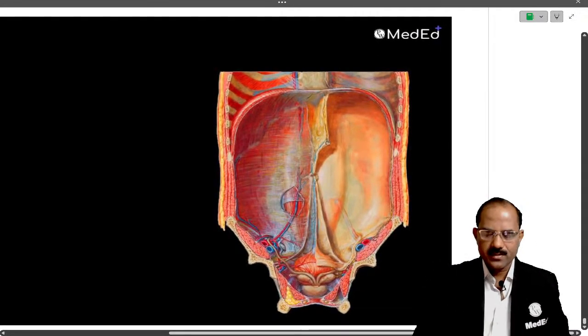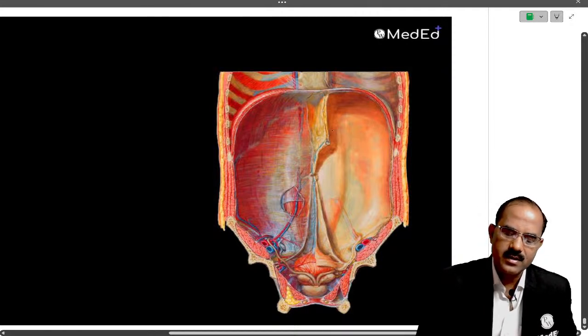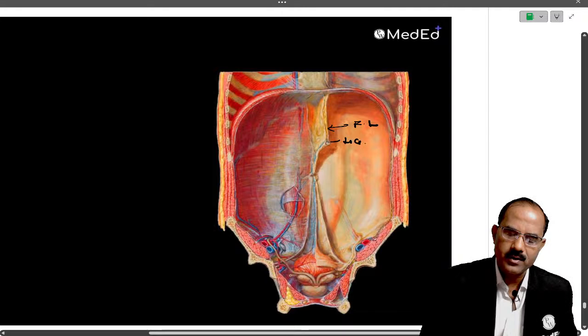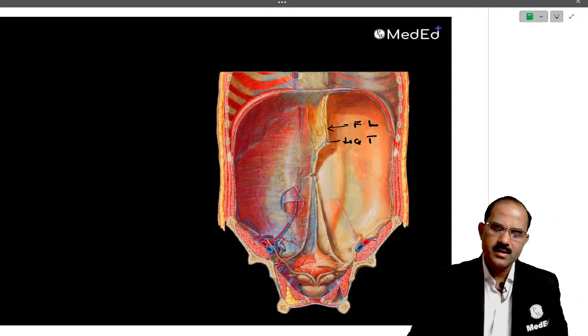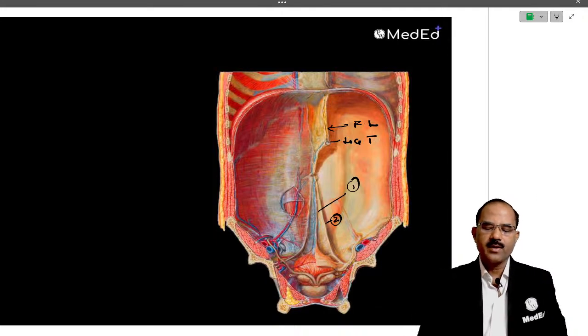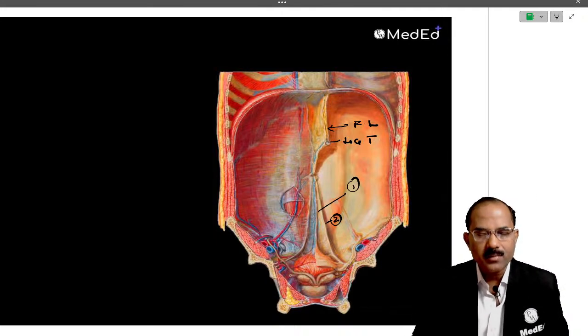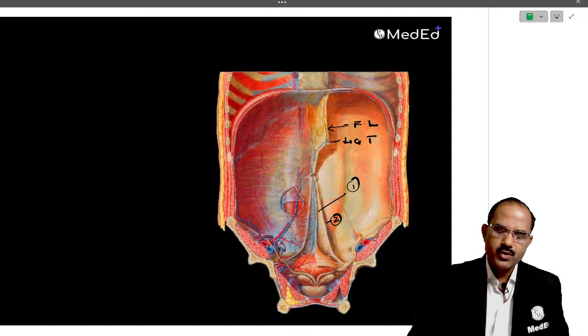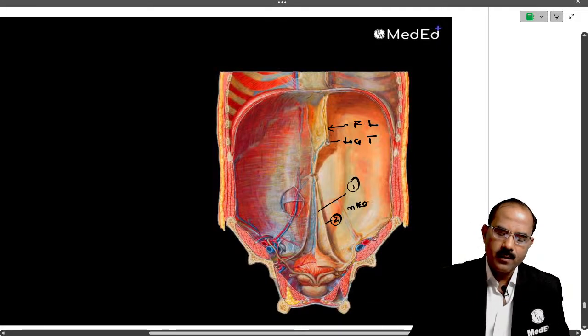Just one slide. Have a look at this. This is the falciform ligament. That's the ligamentum teres. What is this number 1? What is this number 2? Number 1 is the median umbilical ligament. Number 2 is the medial umbilical ligament.